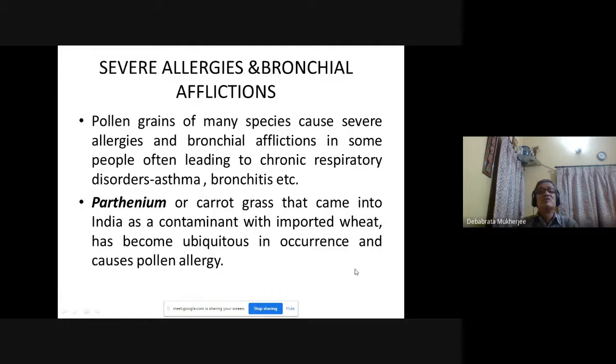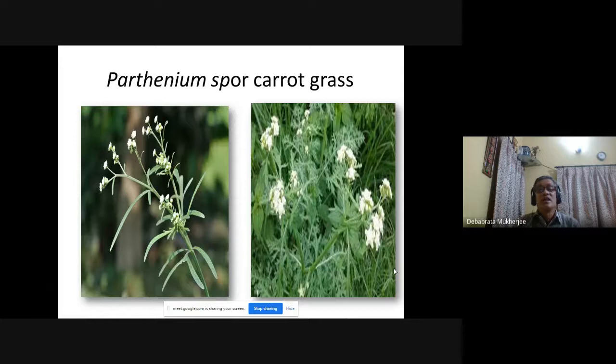Now, there are severe allergies also. Pollen grains of many species cause severe allergy and bronchial afflictions in some people, often leading to chronic respiratory disorders, asthma and bronchitis. We know Parthenium or carrot grass, which came into India with imported wheat, has become ubiquitous in occurrence and causes pollen allergy. Here the Parthenium and this carrot grass.